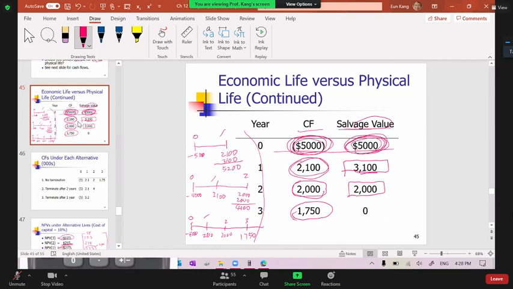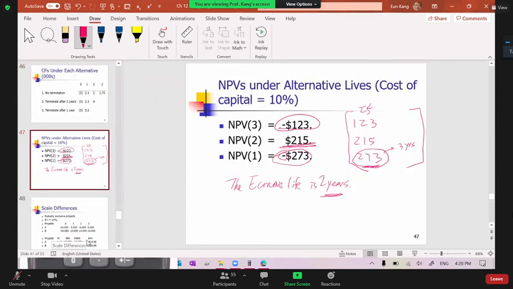But NPV for year 2 is positive 215. Aren't we gonna choose year 2? Yeah. This is positive 123, right? But this is positive. But I told you that this is bigger, 273. So just doing 3 years is better than doing 2 years. More net present value, right? Okay.